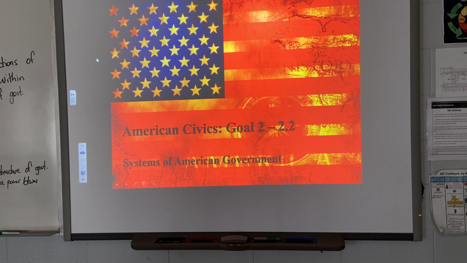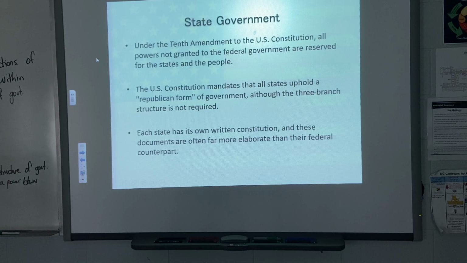All right, so the first thing we're going to talk about as we break down the state of North Carolina's governmental system is this: per the Constitution, under the 10th Amendment to the U.S. Constitution, which we talked about yesterday, all powers not granted to the federal government are reserved for the states. So this lets us know that there is federalism, a division of power between the federal government and state government. Now, what is the requirement for state governments? The mandate is that all states uphold a Republican form of government.